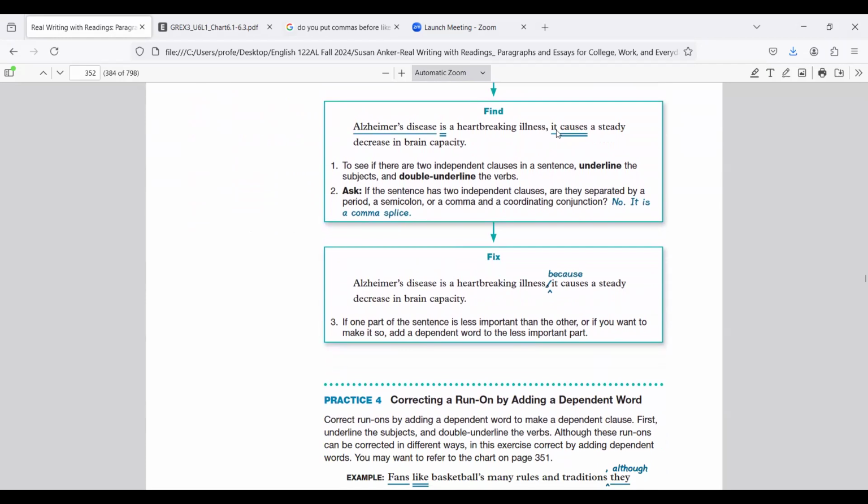First you have to find it. So here, in case it's a comma splice, we see we have a subject, a verb, a main idea. Complete idea, and a subject, verb, and a complete idea. Comma splice is here. Fix it. Find the appropriate dependent word that fits. Okay, so Alzheimer's disease is a heartbreaking illness because it causes steady decrease in brain capacity.